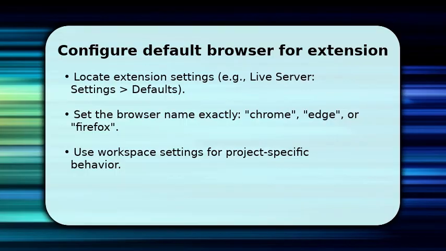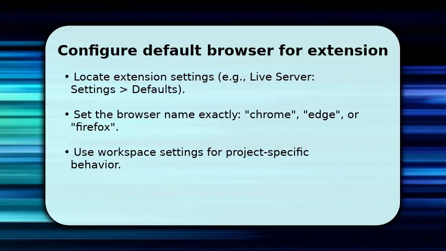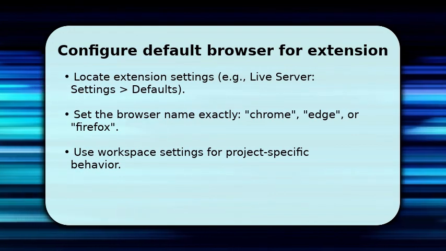You navigate to the extension's Settings pane. For Live Server, find the setting labeled Default Browser or Custom Browser. You type the exact browser identifier such as Chrome, Edge, or Firefox into that field and save. This tells the extension which executable to call. If you want this only for the current project, switch to Workspace settings and update there. Otherwise, change user settings for a global preference. Restart VS Code or reload the window to apply changes.